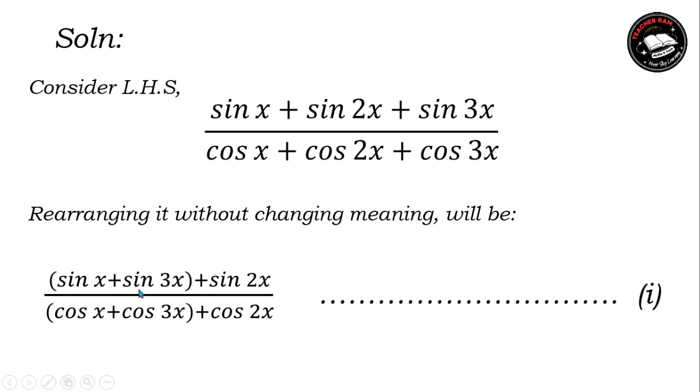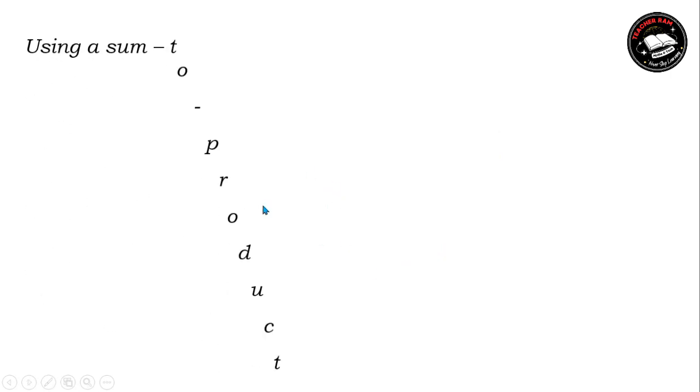meaning. So here will be sin x plus sin 3x, then plus sin of 2x, divided by, here again let us take cosine of x adding with cosine of 3x, and treating this as one thing, and then plus cosine of 2x.